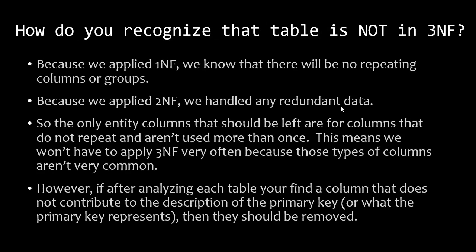How do you recognize it? Well, because we applied first normal form, we know there are no repeating columns or groups. Because we applied second normal form, we've handled all the redundant data. So the only entity columns that should be left are the columns that do not repeat and aren't used more than once. This means we won't have to apply third normal form very often. Matter of fact, I had a hard time even coming up with an example for you. Okay, so they're not very common. So, once again, I wouldn't really stress over third normal form. Understand it, but don't stress over it. However, if after analyzing each table, you find a column that does not contribute to the description of the primary key, then it should be removed.